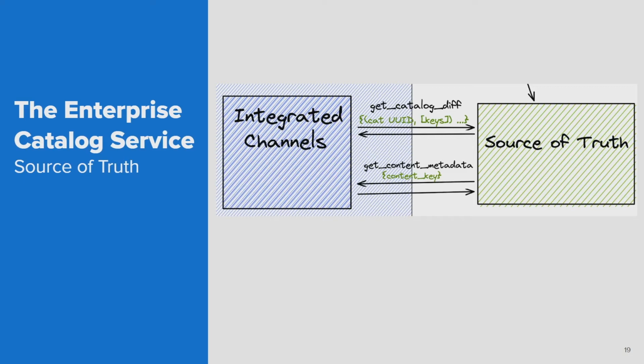So if you imagine a catalog has courses A, B, and C, and we know that we've sent A, B, and C to your external service. In the future, you then have B, C, D. So the integrated channels will send A, B, C, because that's what it knows exists right now on the customer's instance, or the external service, rather.